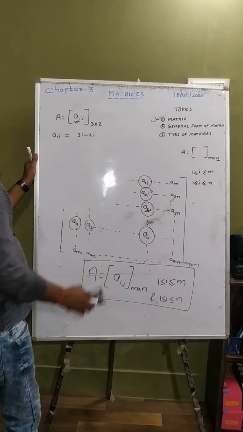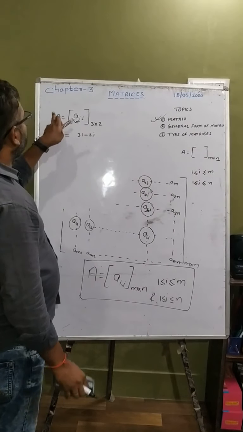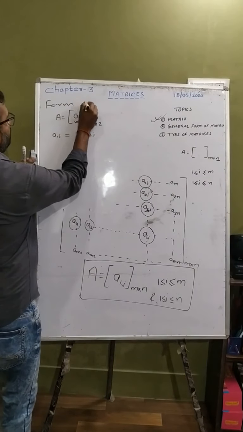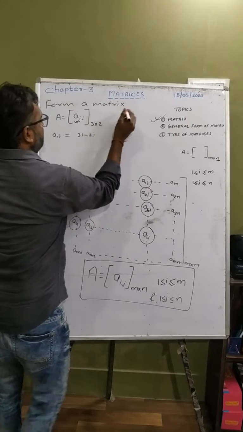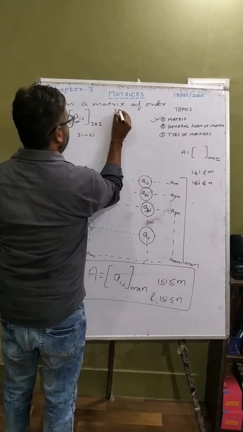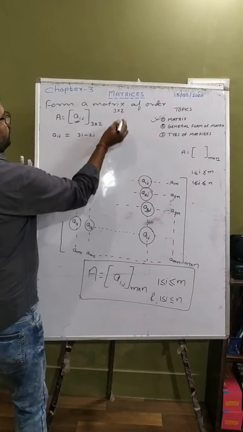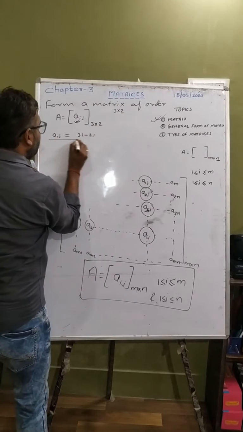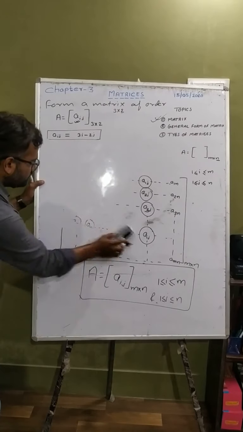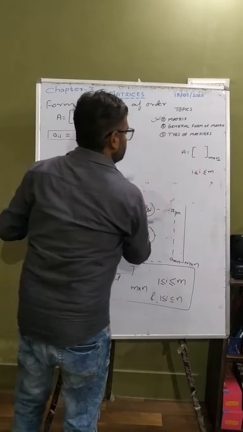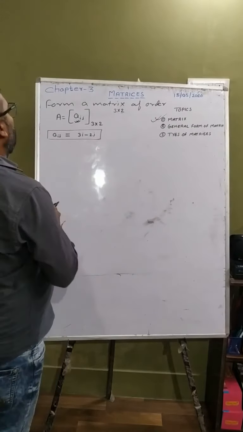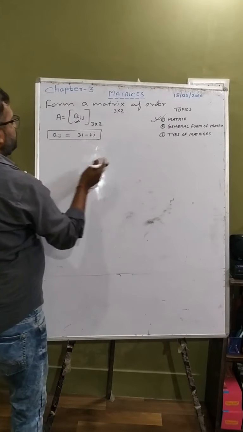Again I am writing the question. Form a matrix of order 3 by 2 whose elements are given by Aij equals 3i minus 2j. So we need to just form a matrix. What is the order of the matrix? 3 by 2.